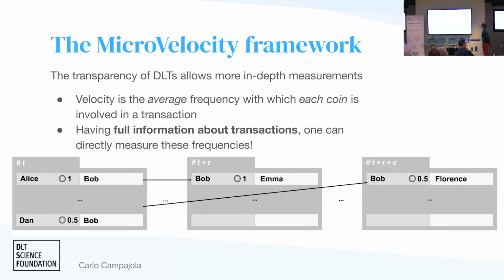And just to give a toy example here, you have a toy blockchain where you have Alice, Bob, Dan, and so on, and they exchange some tokens. You have Alice receiving one token, Alice giving one token to Bob. Bob gives the same token to Emma a few blocks later. And so basically you can say that token has moved over those 2 blocks. And the same happens with the half token that Bob receives from Dan and gives to Flores later on.